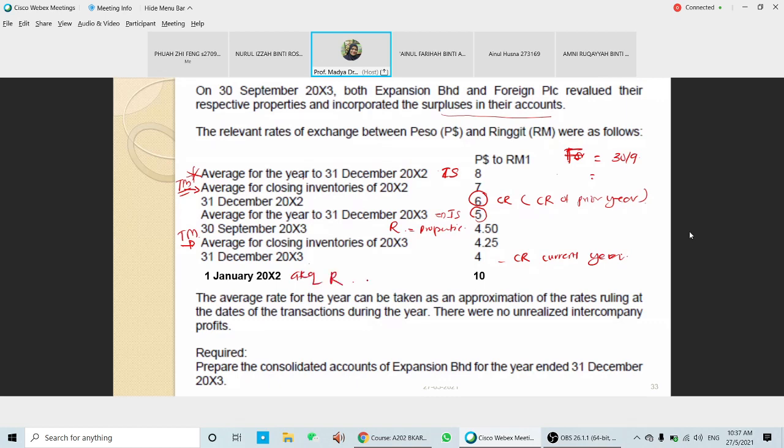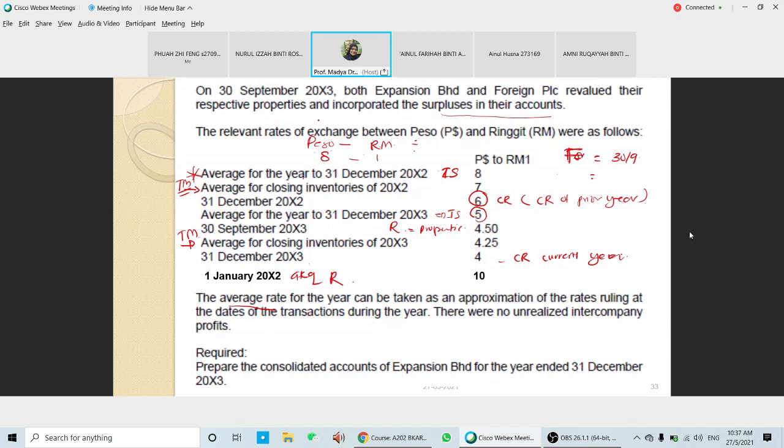Okay, the average rate for the year can be taken as an approximate of the rate ruling at the date of transactions during the year. So we're going to use the average rate to translate your income statement. There is no unrealised intercompany profit. Okay, this rate here, this one is from peso. We want to translate to Malaysian ringgit. Peso to Malaysian ringgit. So for example, say you have 8 peso equal to 1 Malaysian ringgit. So once we translate from peso to Malaysian ringgit, we need to divide.